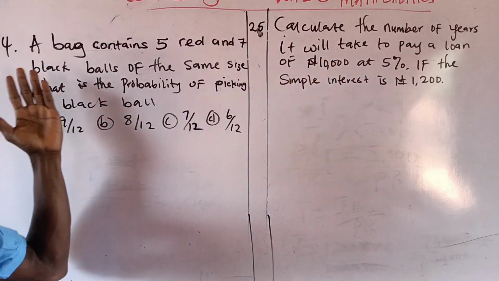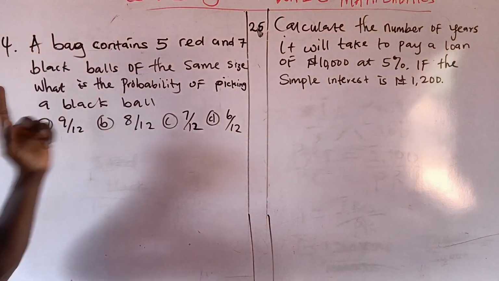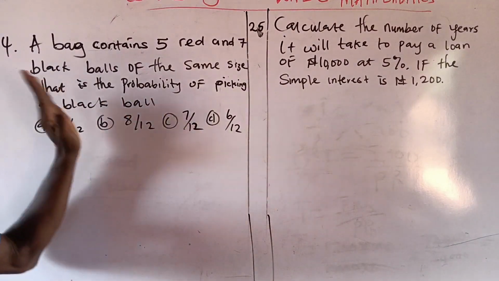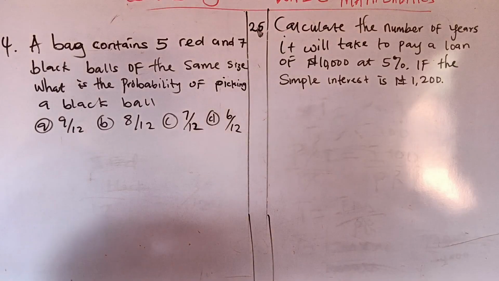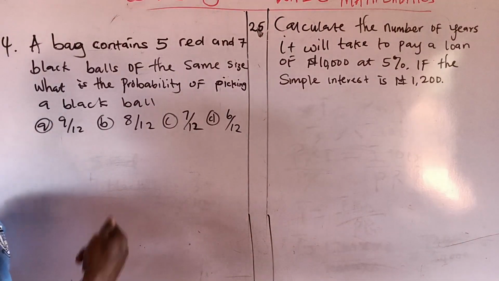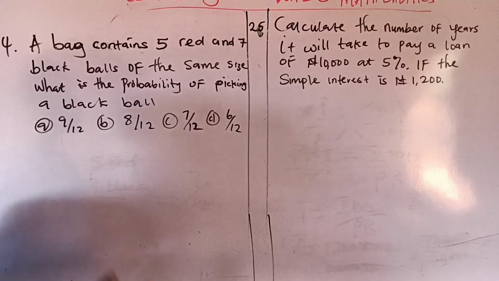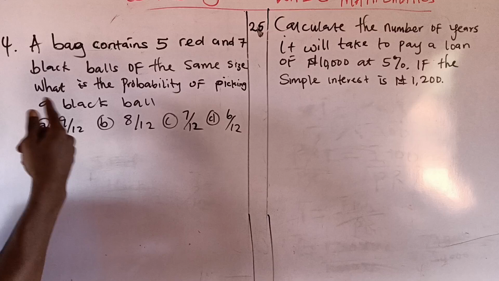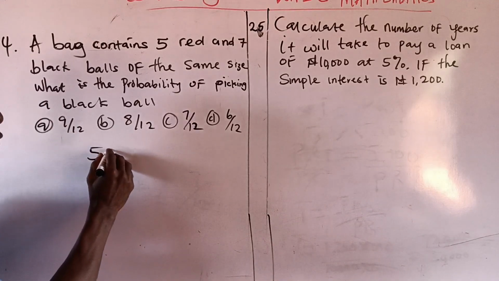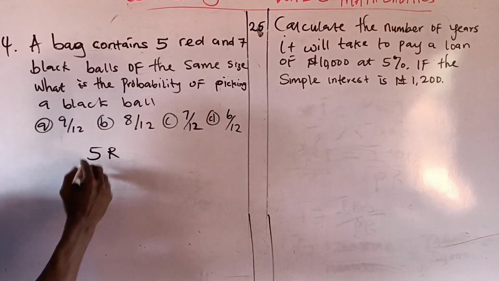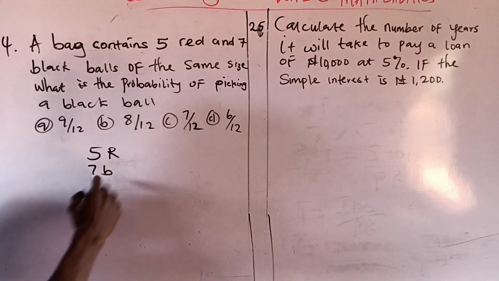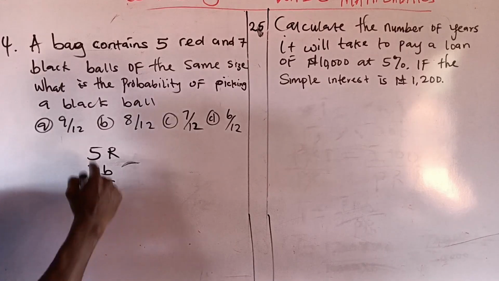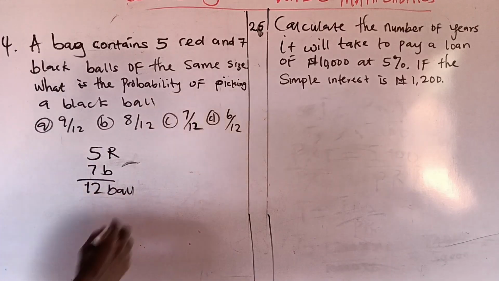On question 24, a bag contains 5 red and 7 black balls of the same size. What is the probability of picking a black ball? Now, if you check the question, it's very, very simple. They said a bag contains 5 red balls and also 7 black balls. So what do we do? Add everything up. We have 5 red balls and 7 black balls. So add it up. What do you have? You have 12 balls altogether, right?